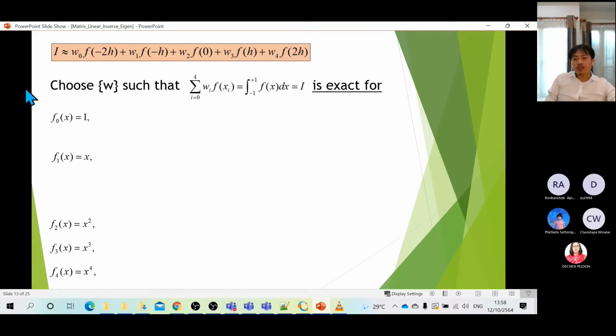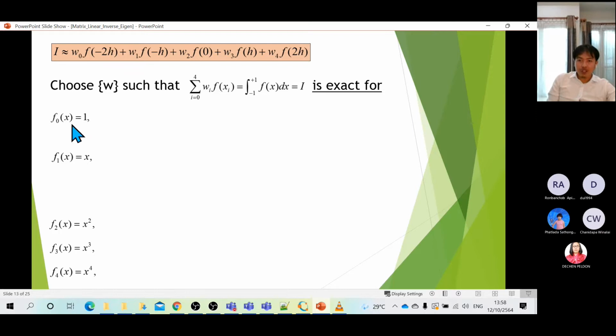And I chose 5 functions here from the polynomial basis. If it's 1, if it's x squared, and so on. Okay. Suppose you want to find the weights for this homemade quadrature such that these functions give you the exact answer. Now, let's go one by one for each function.